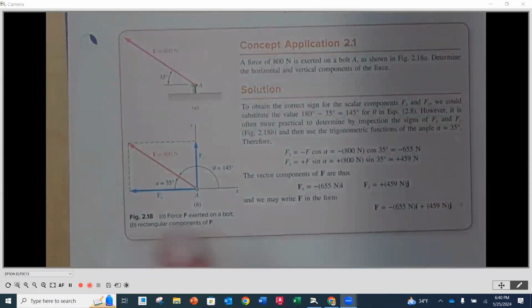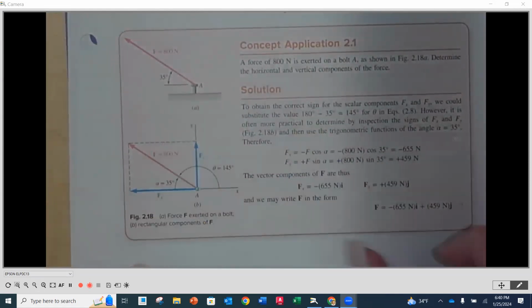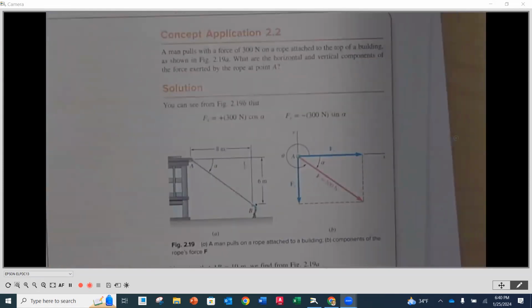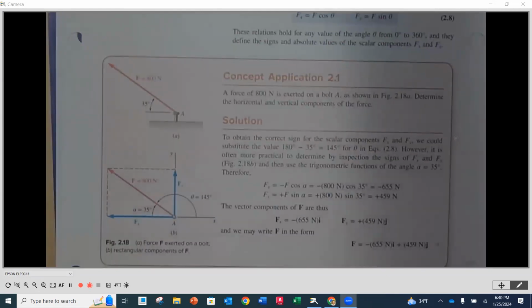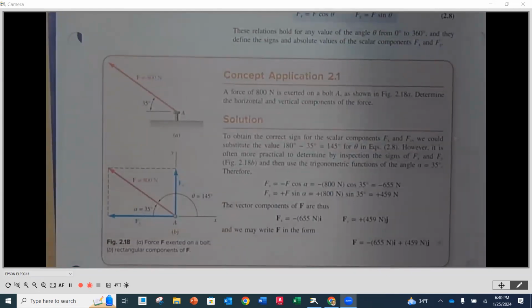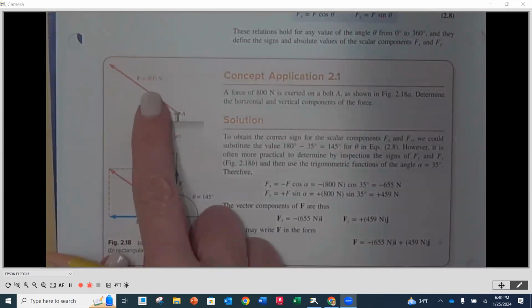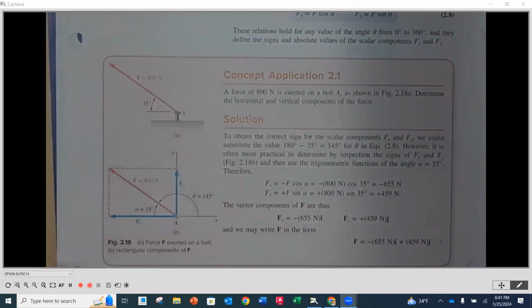We're going to practice finding the components of a force on 2.1, and then on our very next one on the next page, we're going to do the very same thing over here, is find components there. So let's start on page 30. We're going to find the rectangular components of force F, which is 800 newtons going up and to the left, and then from the horizontal, we have 35 degrees.